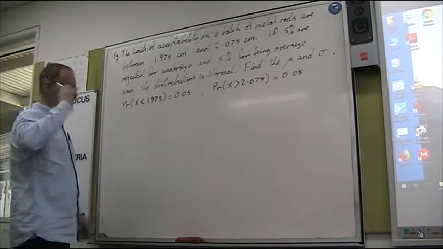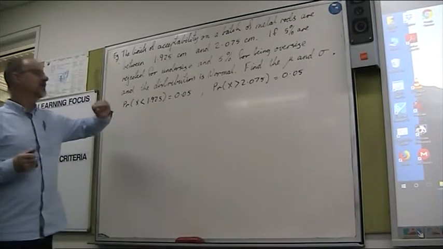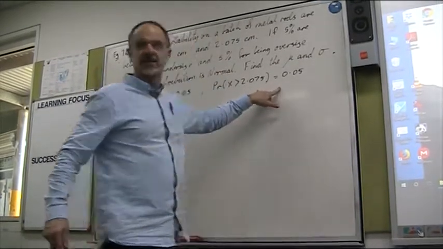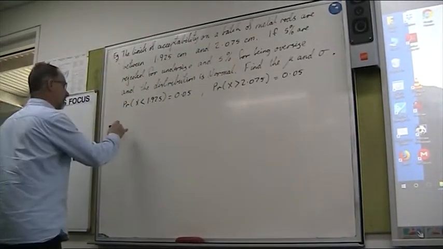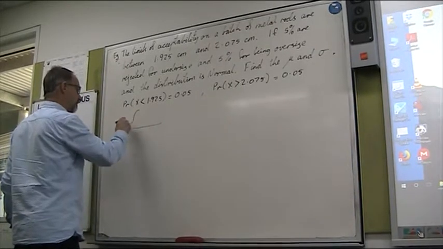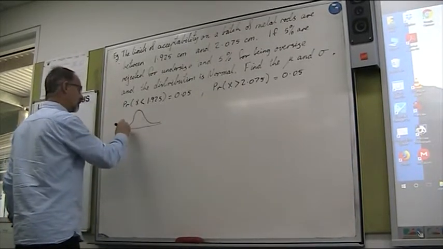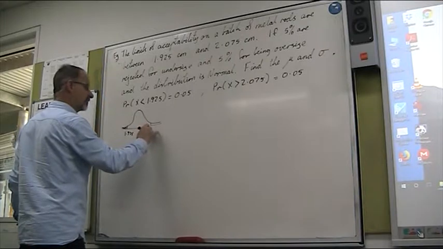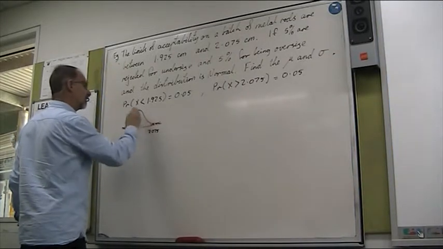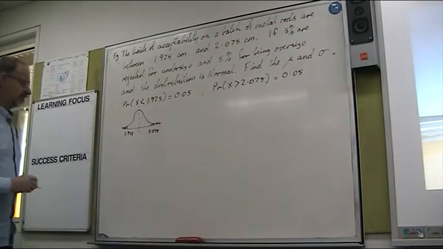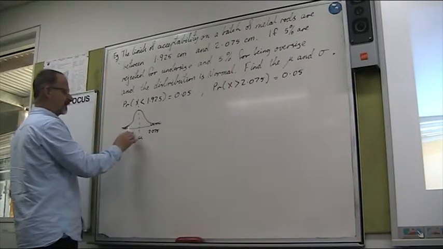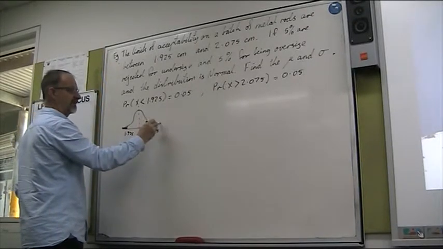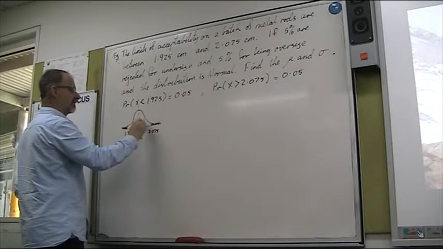Symmetrical, all right, so this first thing. What do you notice about the probability of those that are undersized and oversized? They are the same. So, because they're the same, and that's this one here, 1.925, and this one here, 2.075, then the mean, which is in the middle, is going to be halfway between these two. If that's 5% there, 5% there, we've got 90% in the middle.